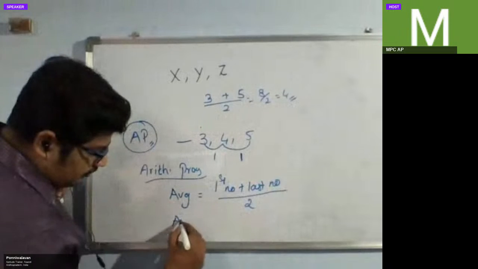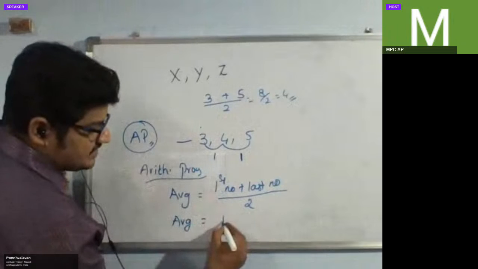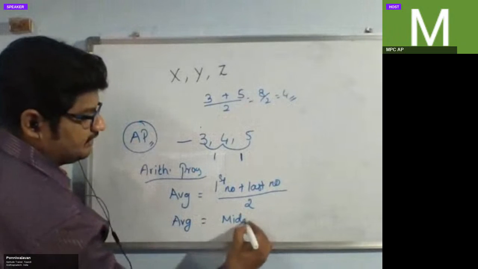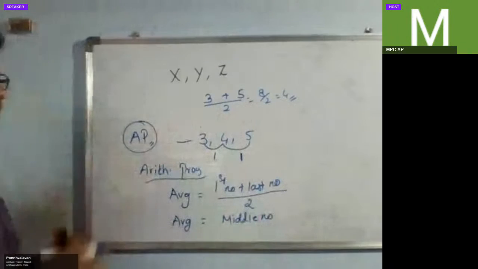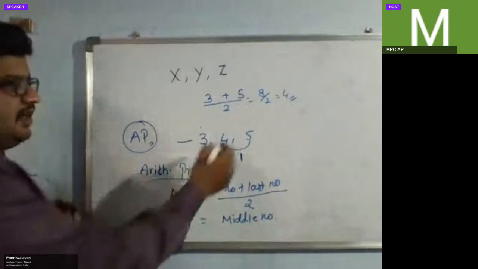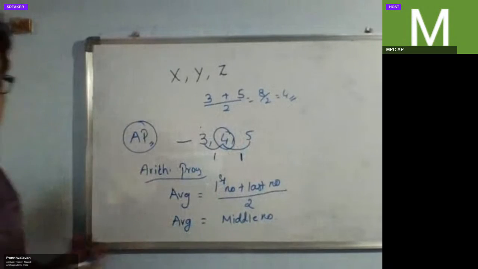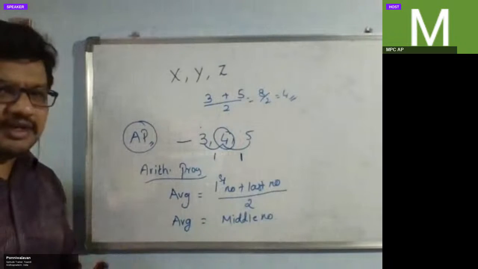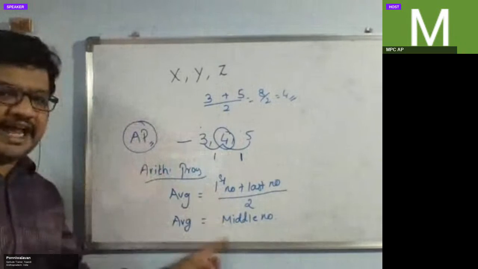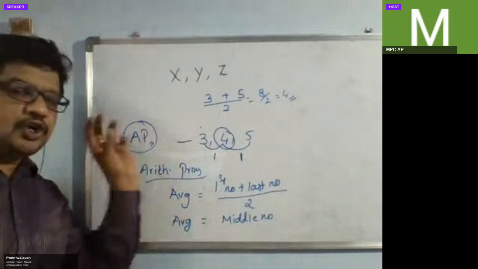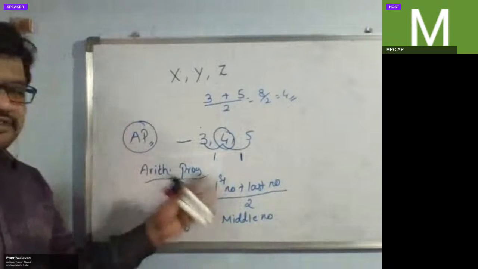And we have one more formula. If it is AP, average is the middle number. So what is the middle number here? 4. So 4 is the average. Okay, if the given sequence is AP, we can find the average like this. No need to go for the general formula.